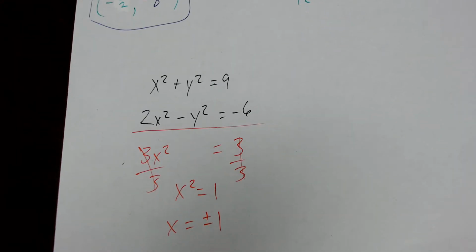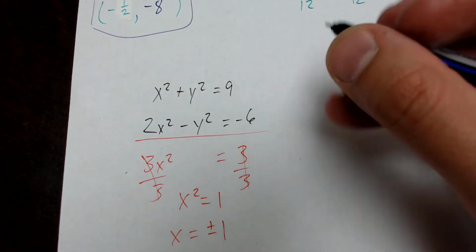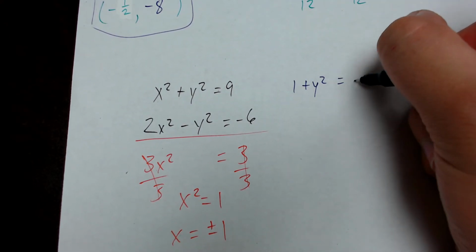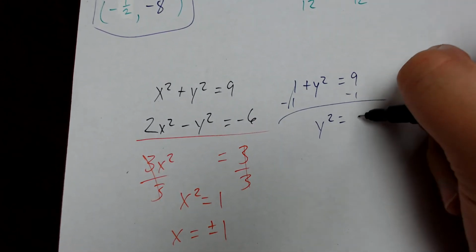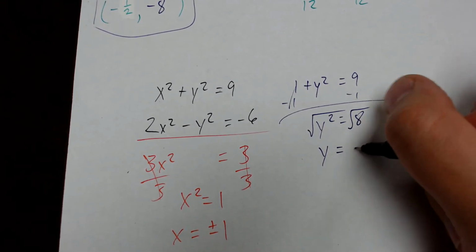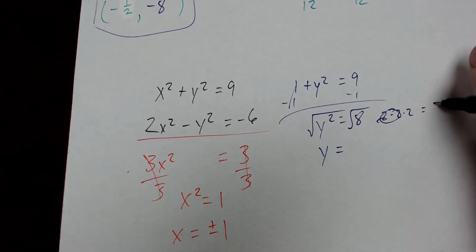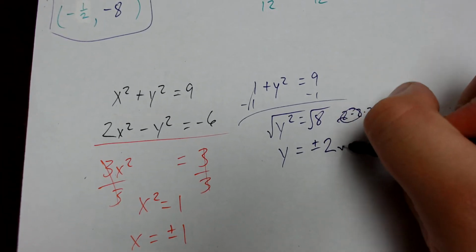All right. Now I just have to figure out what all my possible y's are. I'll go to this top equation and plug in negative 1. Or we'll start with positive 1. If we plug positive 1 in here, 1 squared is 1 plus y squared is going to equal 9. So if I subtract 1 from each side, I'm going to end up getting y squared is equal to 8. Find the square root of that. 8 is 2 times 2 times 2, so the square root of 8 is equal to 2 times the square root of 2. So y is equal to plus or minus 2 times the square root of 2.